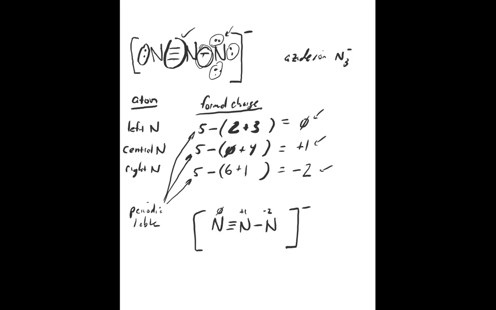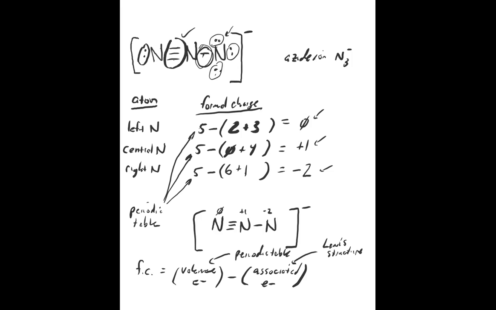Okay. It is often written this way. Formal charge equals valence electrons minus associated electrons. You'll see this. So the valence electrons come from the periodic table, and then the associated electrons come from the Lewis structure.